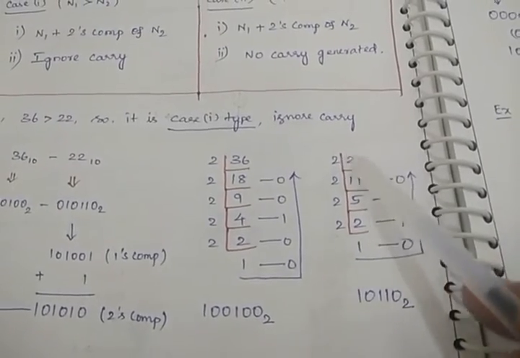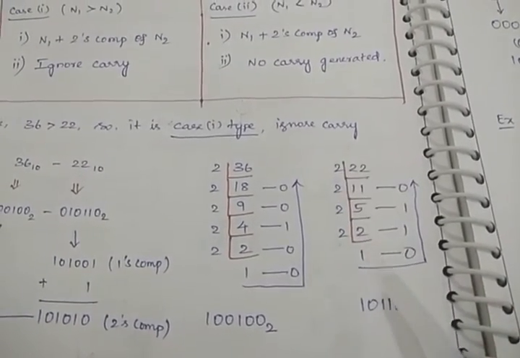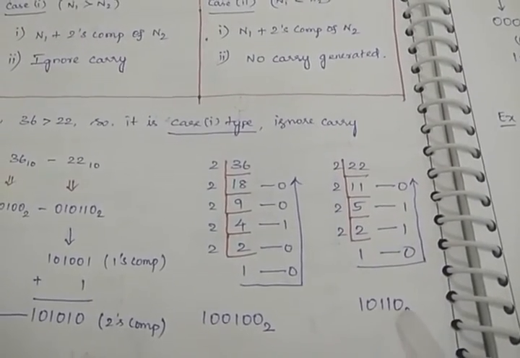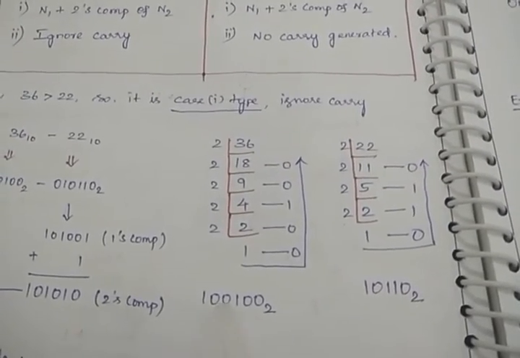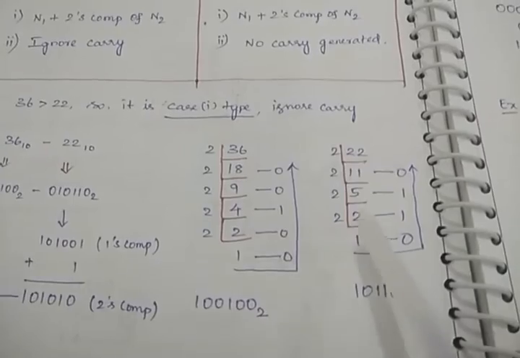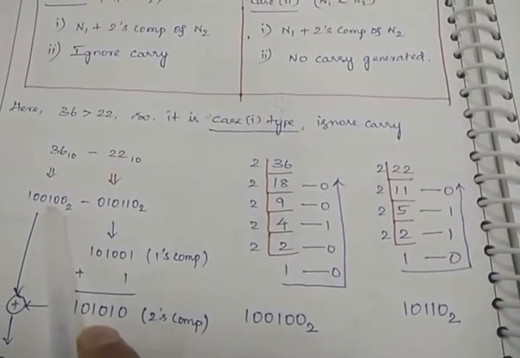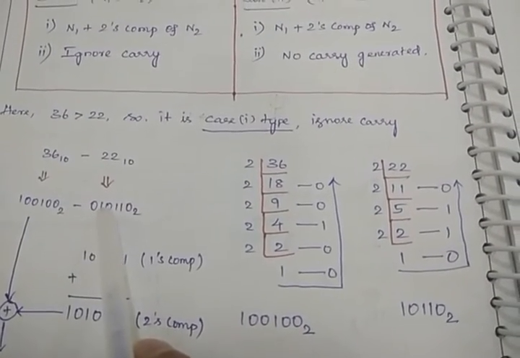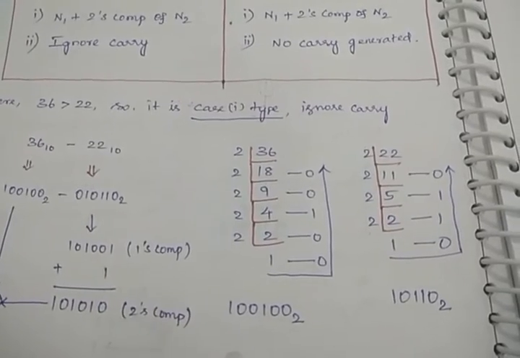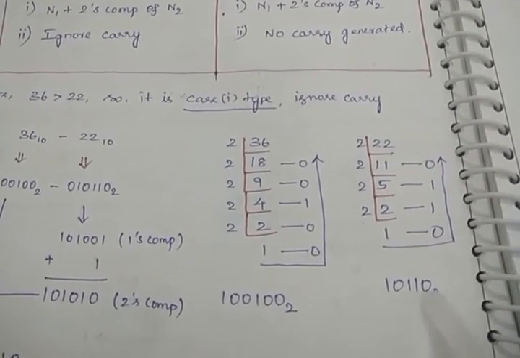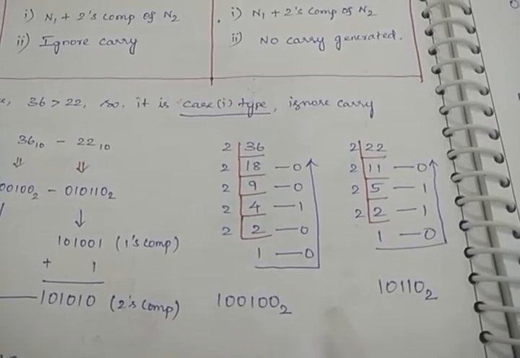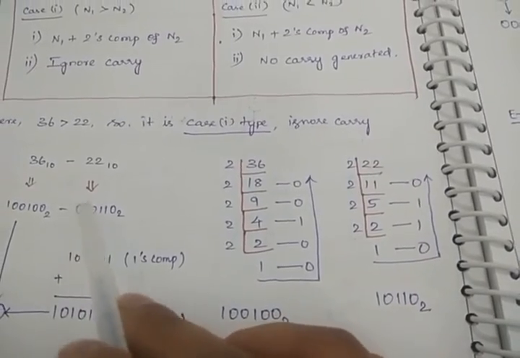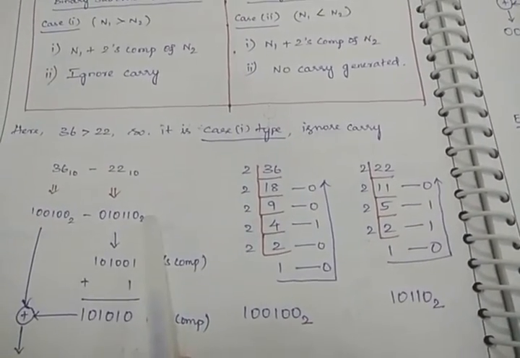Then 22 also in the same way. If you divide by 2, you will get the values and you should take them from bottom to top. So you got the binary value 10110. This is the binary equivalent for 36 and this is the binary equivalent for 22. I took the binary equivalent values 100100 and 10110. But if you see the number of digits, here it has 6 digits, but here it has only 5 digits. So what we have to do? Add 0 in front, then both the numbers now have 6 digits.